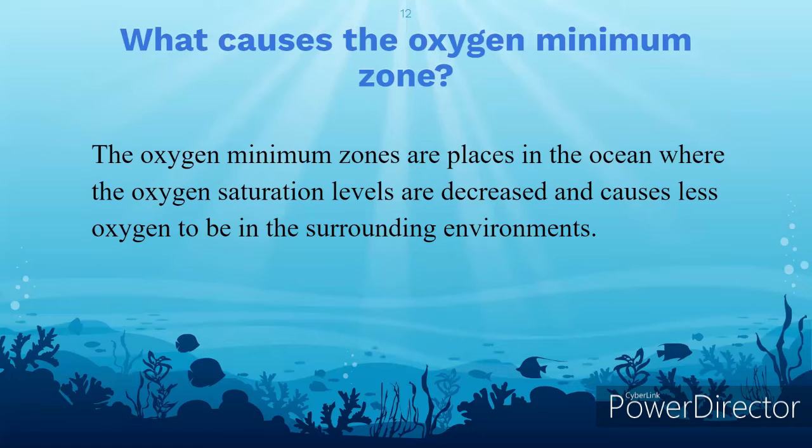What causes the oxygen minimum zones is that the oxygen saturation levels are decreased due to the visible amount of sunlight that they get throughout a day, and it causes less oxygen to be in the surrounding environments, which often relates to fewer animals being in that environment because they have little to no oxygen in these environments.